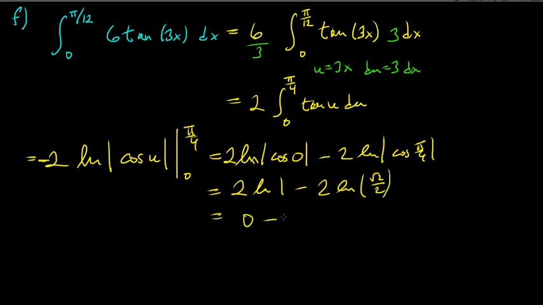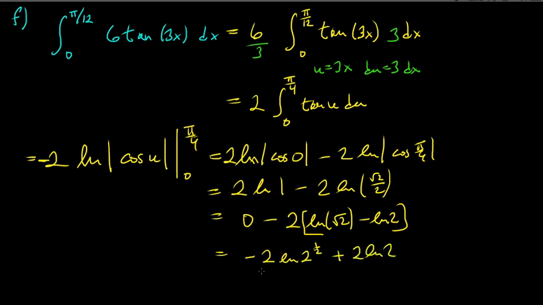Natural log of 1 is 0. And then this is the natural log of the square root of 2, minus the natural log of 2. Negative 2, natural log of 2 to the 1/2, we can bring the 1/2 in front, plus 2 log 2. So this is just going to be negative log 2 plus 2 log 2, which is log 2.